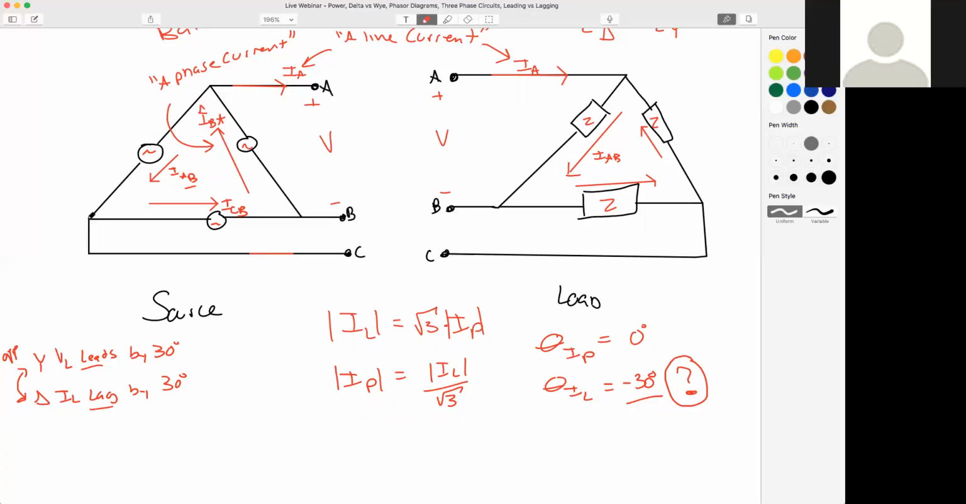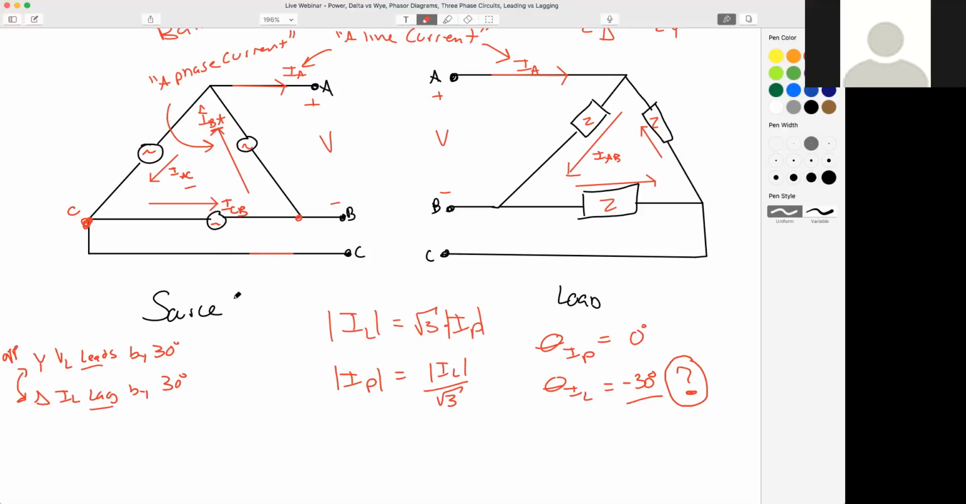So this is our C node. Glad you guys are paying attention. So this one right here would be IAC. And then what about the one below it? That's good, right? ICB. CB, IBA, and then IAC. Okay, that looks good. Everyone good with this, with these phase currents?